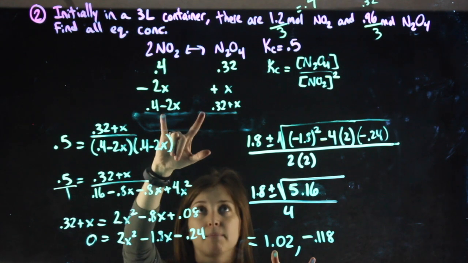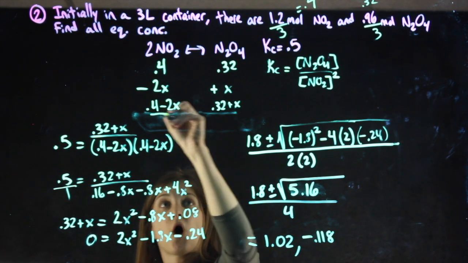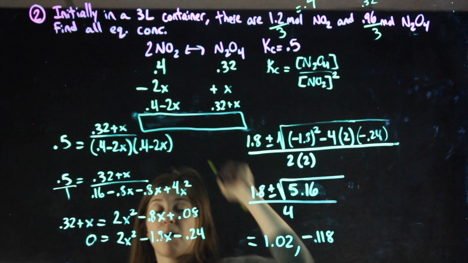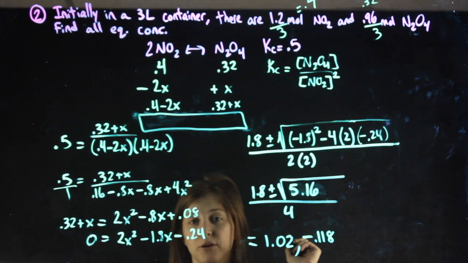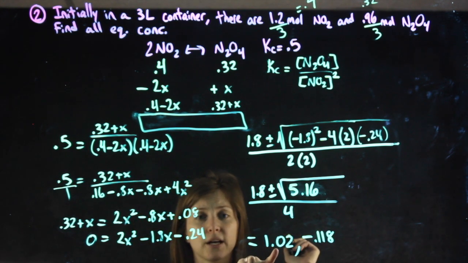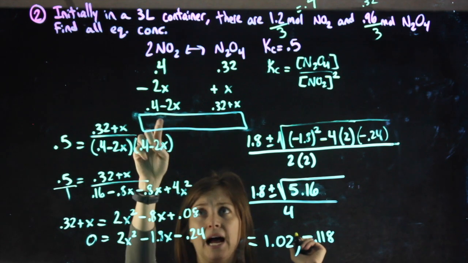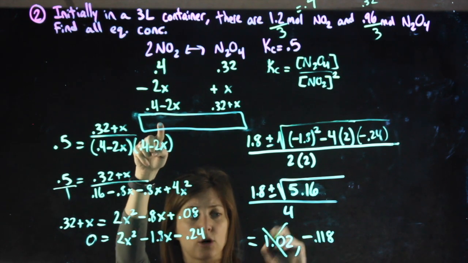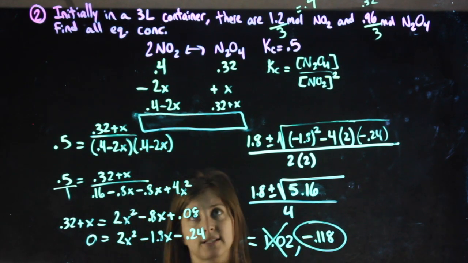What matters is that when I go and plug them back in here, for all of my equilibrium values, I need positive answers. You can't have a negative value at equilibrium. So I can tell if I'm going to take this one and plug it in, I'd get a negative number here. That's not going to work. So this must be the x that works.